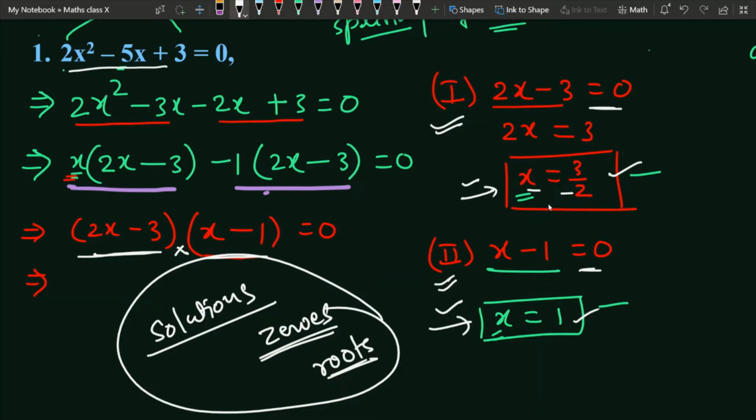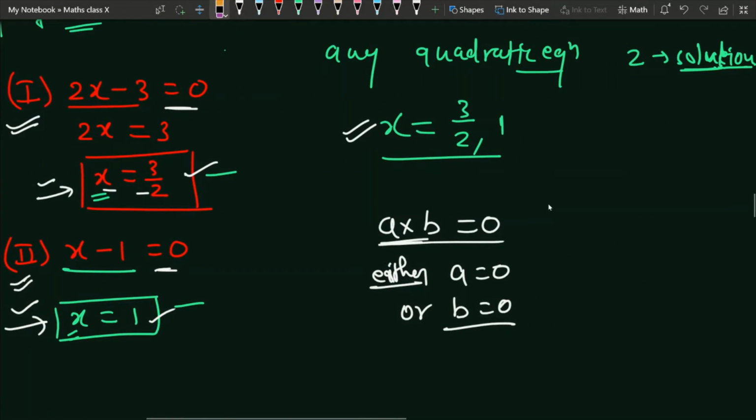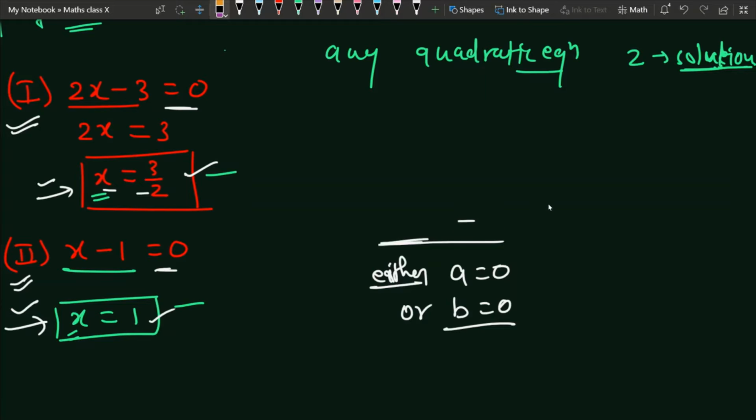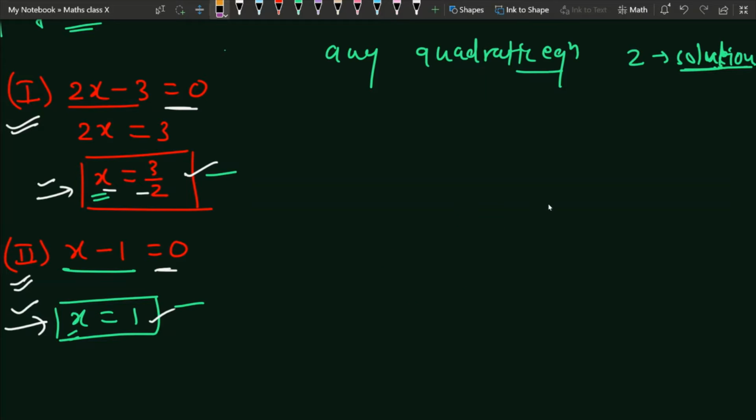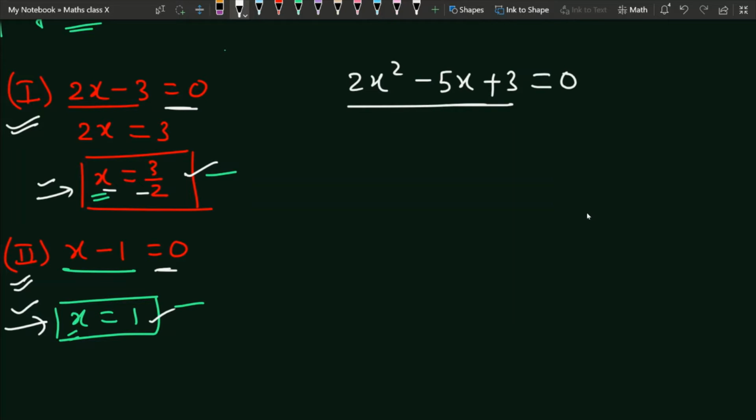Why are they called these types of things? Let me tell you about zeros and solutions. Why? 2x square minus 5x plus 3. Let me write it. Let me make some space. See, my dear children, 2x square minus 5x plus 3. I forgot the plus 3. Yes, this is the equation, 2x square minus 5x plus 3.